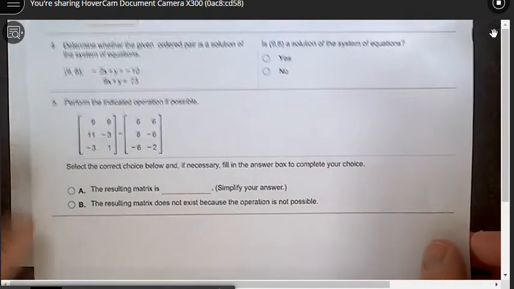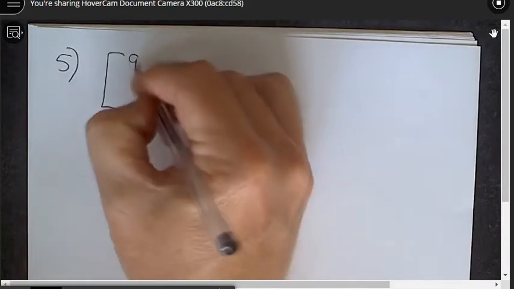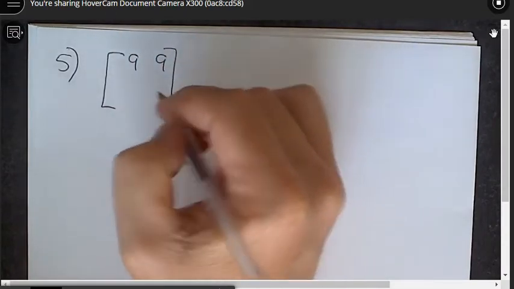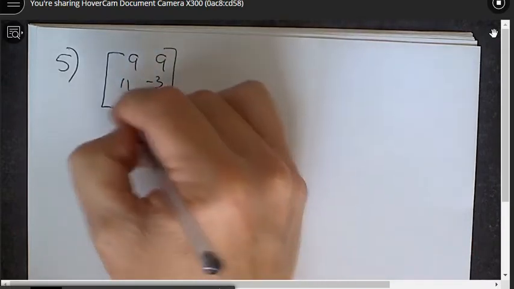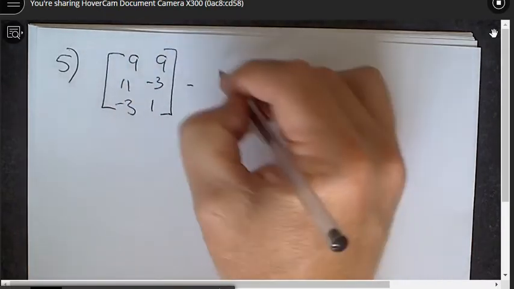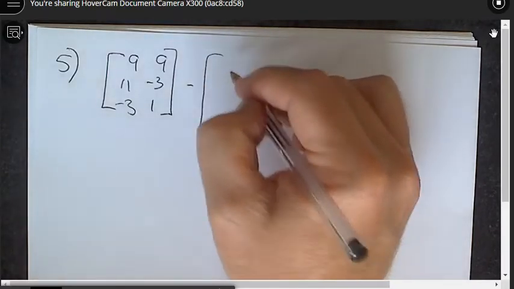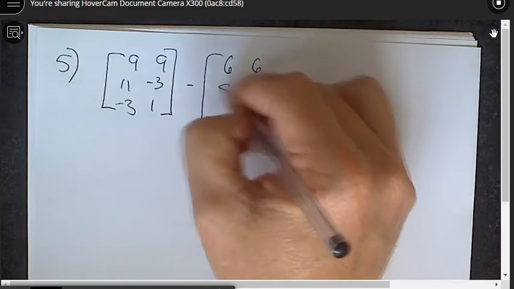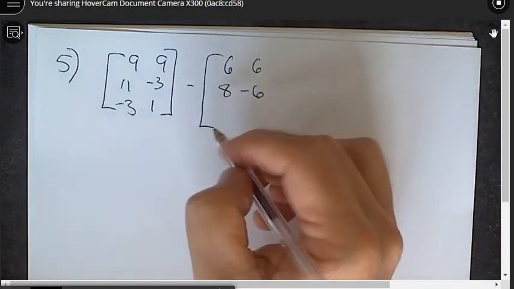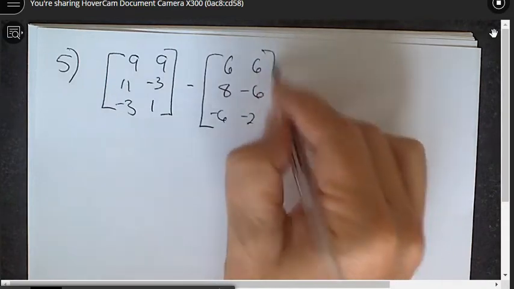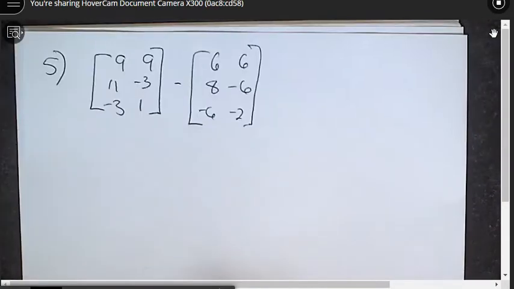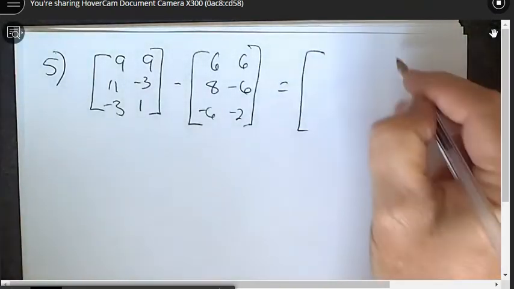All right, number 5. That one we actually get to do something a little bit different with number 5. We have 2 matrices, 9, 9, 11, -3, and -3 and 1. We're going to subtract that from 6, 6, 8, -6, and then -6, -2. Okay, so we're just going to take it one piece at a time to get our answer here.